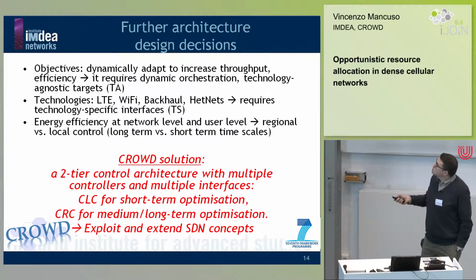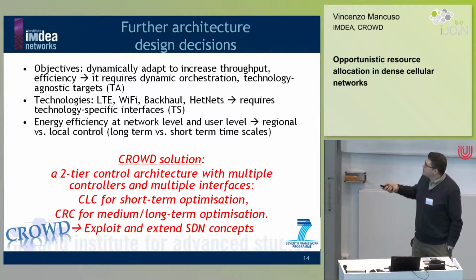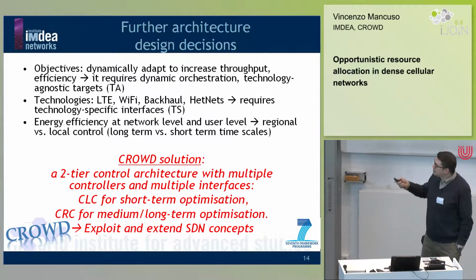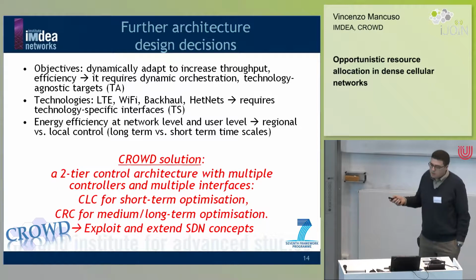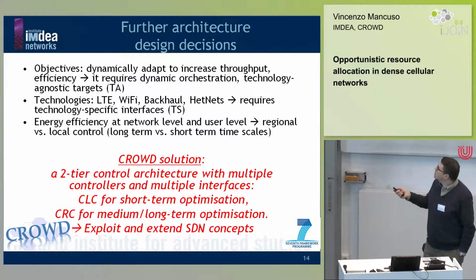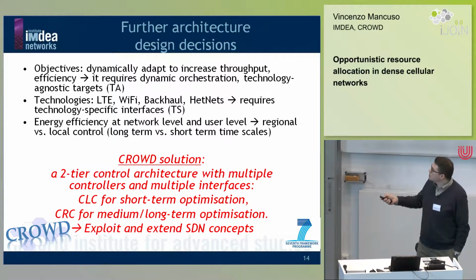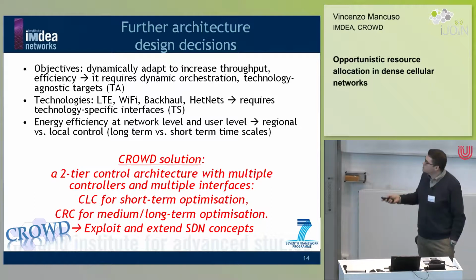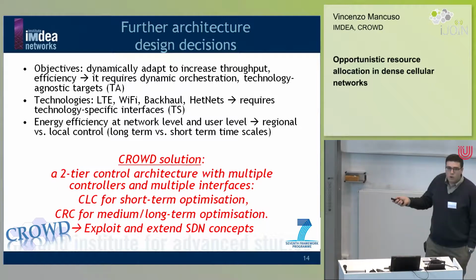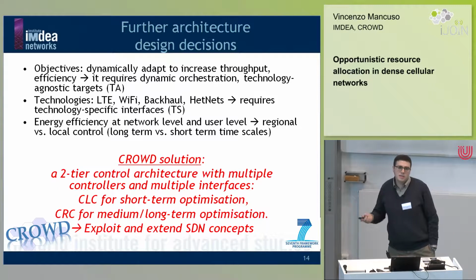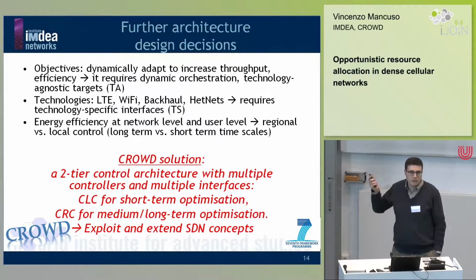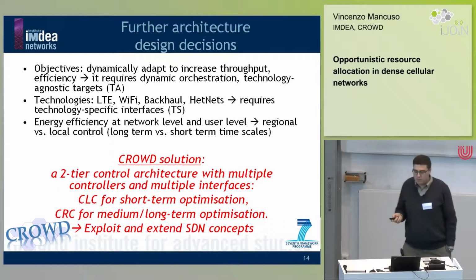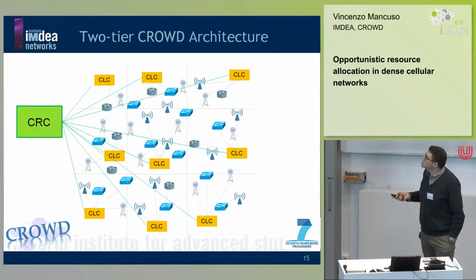Some of the solutions that are being addressed in CROWD are for LTE and Wi-Fi or similar technologies, but the common thing is that we have this two-tier architecture which has the so-called CROWD local controller for the short-term optimization and the regional controller for medium-long-term optimization. And both kinds of controller are basically extensions of SDN controllers, from the point of view of the paradigm that is used for the implementation of the controller itself.